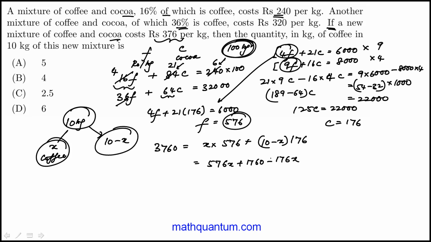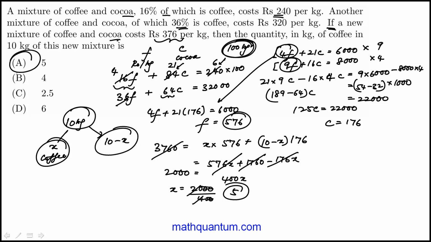So I am seeing kind of nice numbers. These two would become 400X. And then 1760, if you subtract, that would be 2,000. And then, as you can see, this is a nice number. It becomes 5, and that is indeed in the answer choices, which is A.